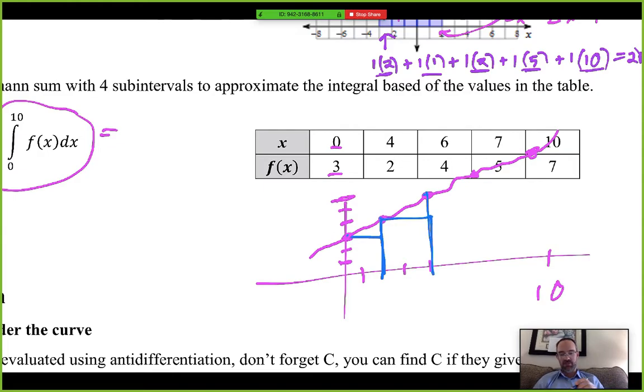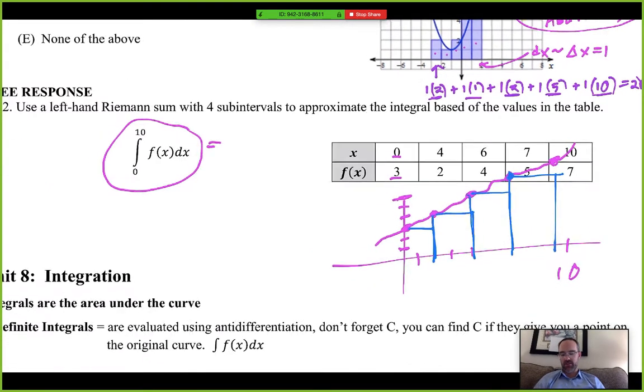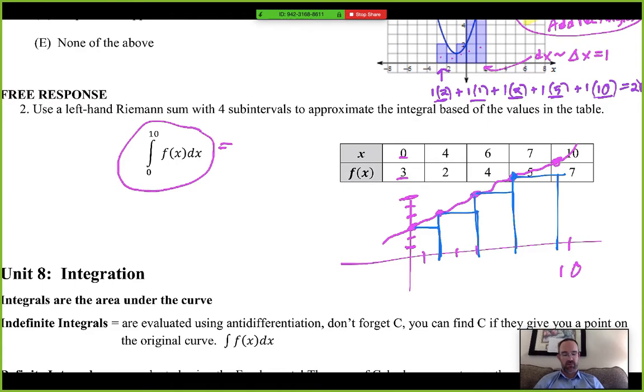And the only points we specifically know are on the graph are these 1, 2, 3, 4, 5 points. So making the left edge touch there. This is more of a linguistic thing. For those who are going on, I wanted you to have a sense of what this Riemann sum was about and what it means for left hand Riemann sums or 4 subintervals.